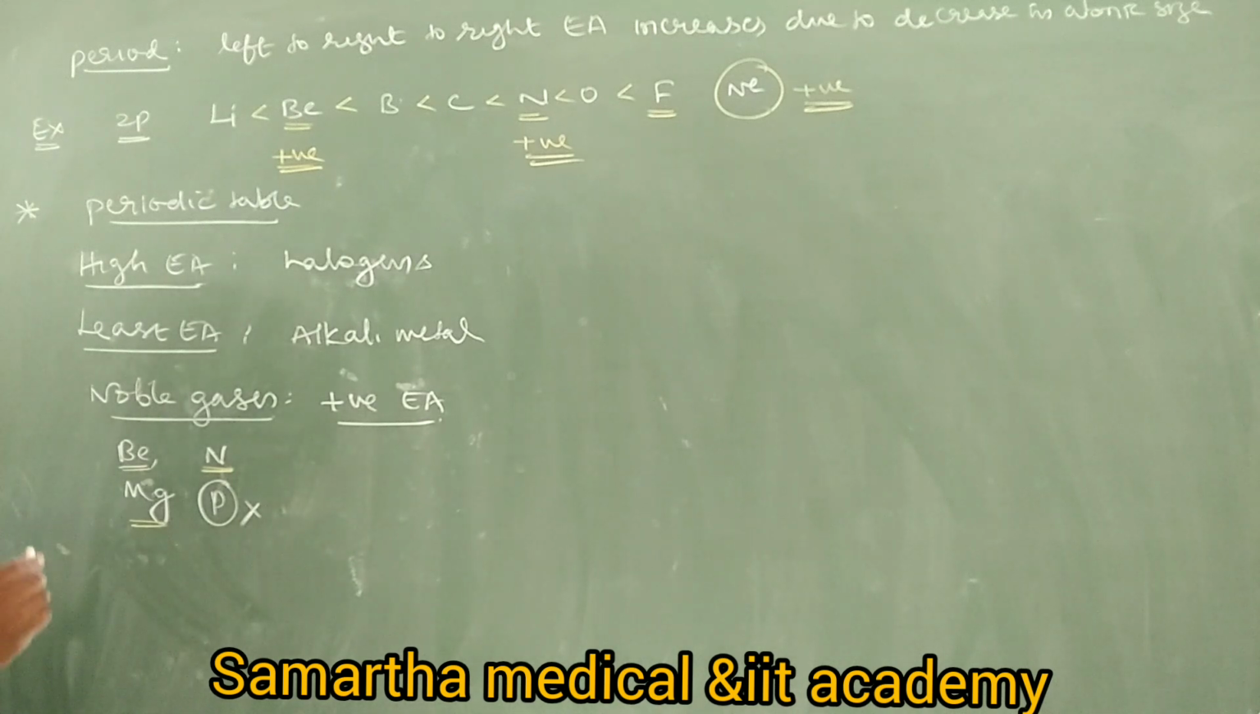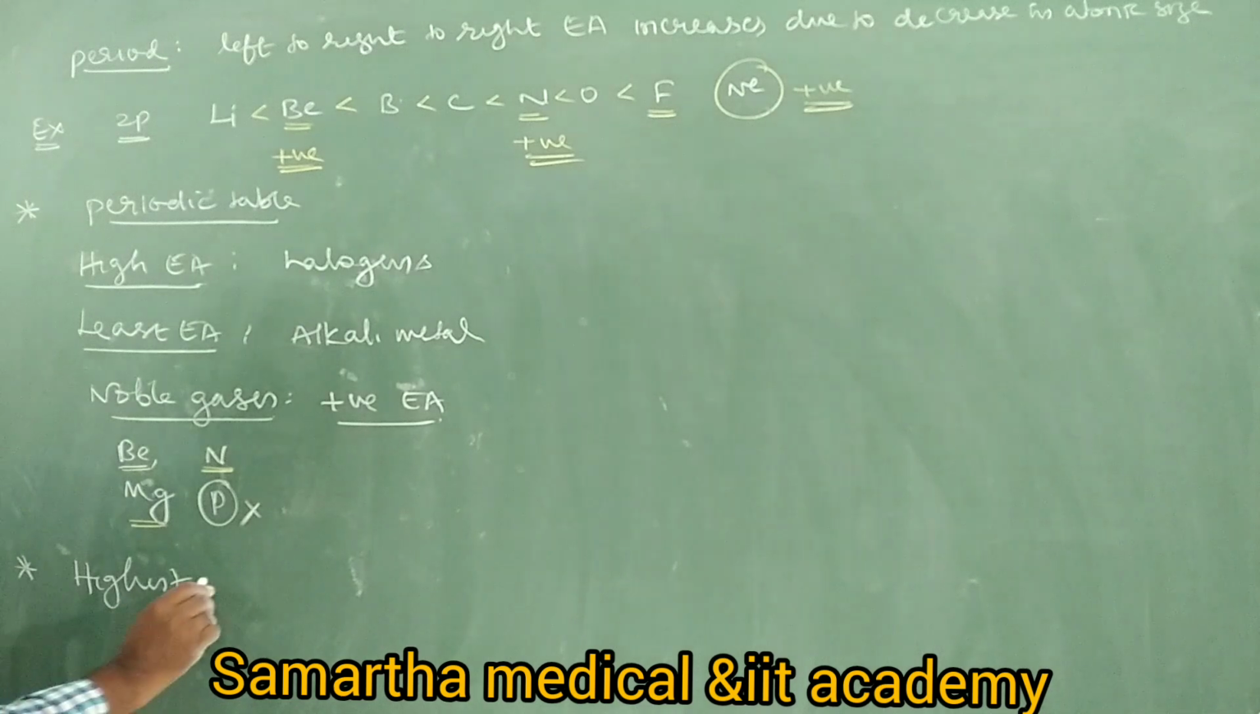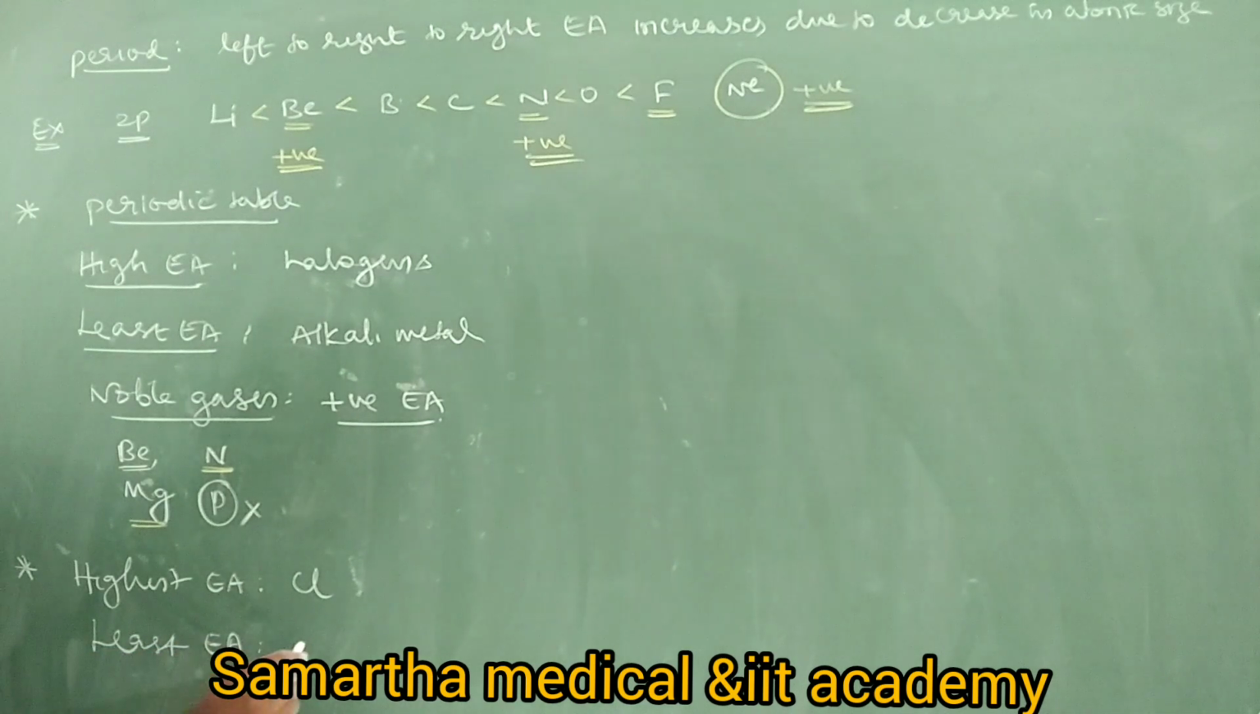Next, in the periodic table, which element has the highest electron gain enthalpy? Chlorine. Highest electron gain enthalpy is chlorine. Then which has the least electron gain enthalpy? Of course, cesium, not cerium, cesium. Okay. So that is about electron gain enthalpy.